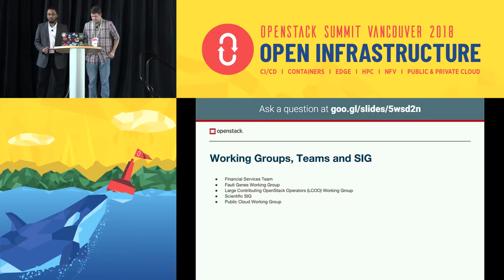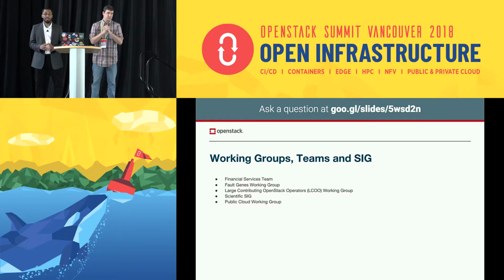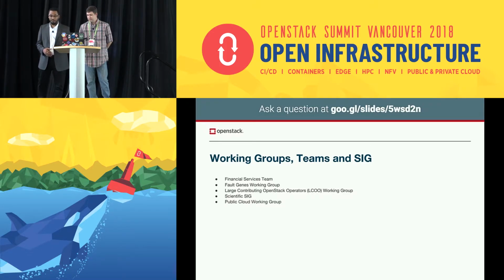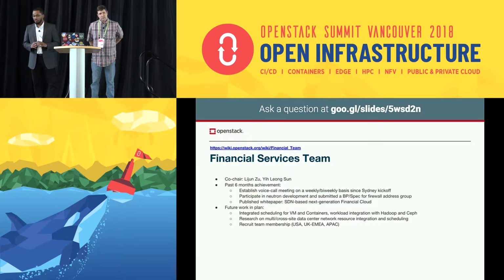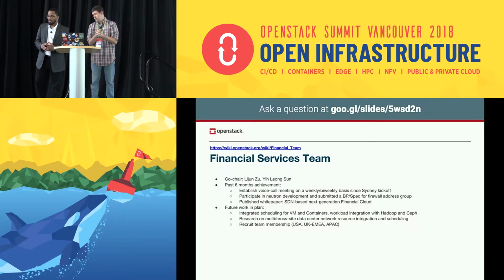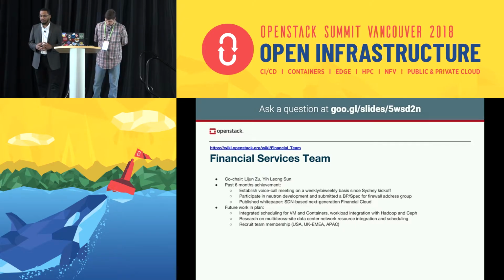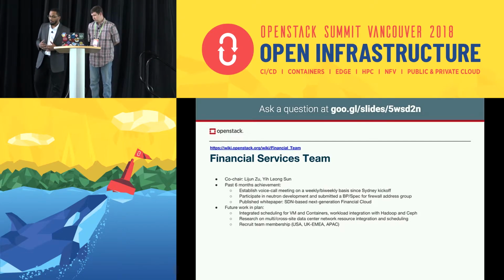So what we'll do right now is talk about the working groups, teams, and SIGs who are under the UC constituency and who we're working very heavily with. The first one is the financial services team. Here you can see the co-chairs. I won't butcher their names because I respect these men very much. What we want to focus on is the past 6 months' achievements and their future work. The financial services team has been establishing voice call meetings, participating in Neutron development, and publishing a white paper on what they've achieved over the past 6 months.